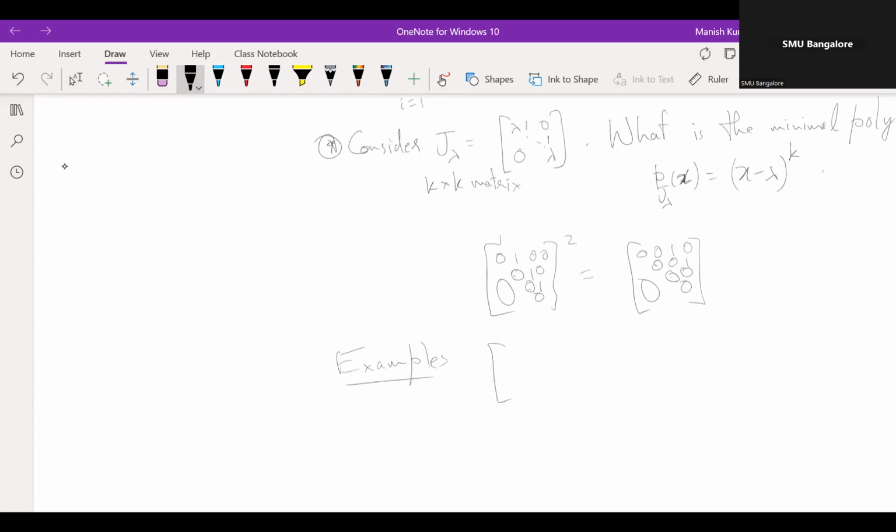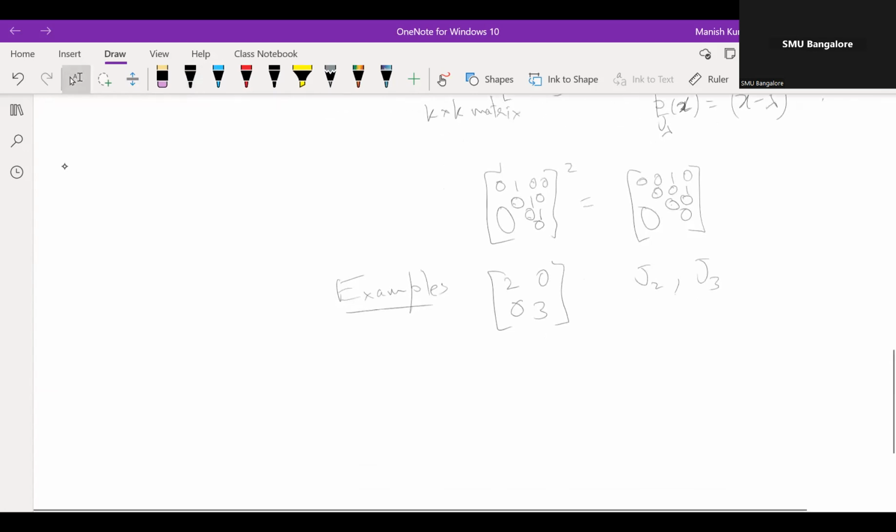The first example was 2, 3, 0, 0. Is it in Jordan form? Yes, this is in Jordan form. There is J2 and J3. There are 2 eigenvalues and 2 blocks, J2 and J3, and both are of size 1 by 1. So this is in Jordan form.